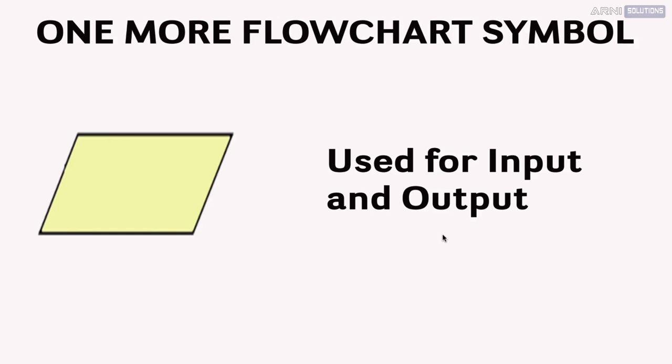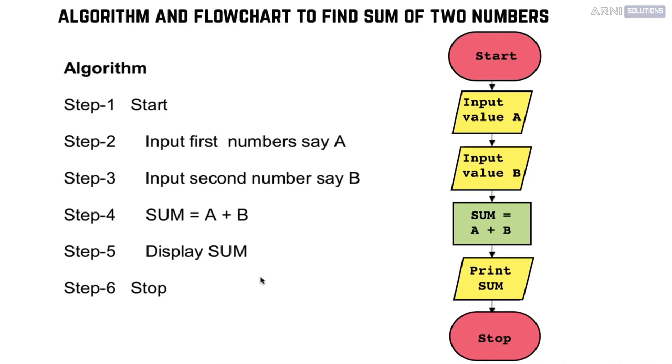Now we will take a look at some flowchart examples and try to understand them. But before doing that, let's look at the input-output symbol of the flowchart that we mentioned earlier. This is the input-output symbol of the flowchart. It is used whenever we want to have an input from the user or give some output to the user.